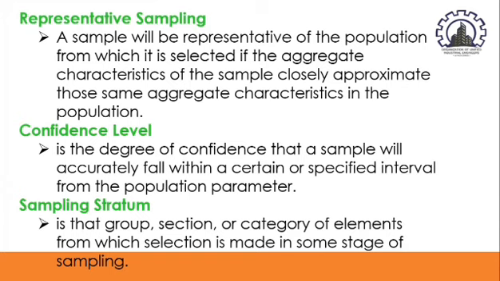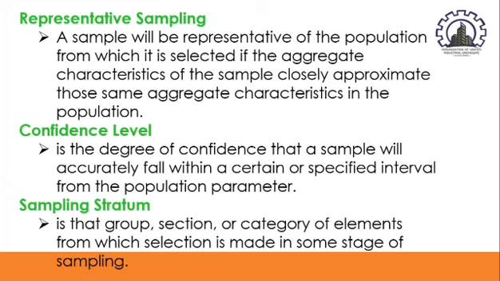And finally, the last sampling concept and terminology is what we call sampling stratum. A sampling stratum is that group or section or category of elements from which selection is made in some stage of sampling. In single stage sampling, the sampling stratum is the whole population. However, in a more complex sampling, different levels of sampling strata may be employed.